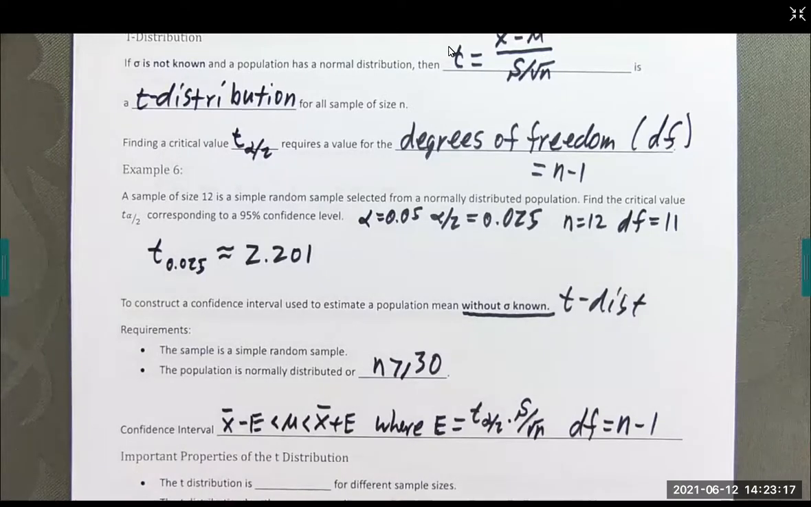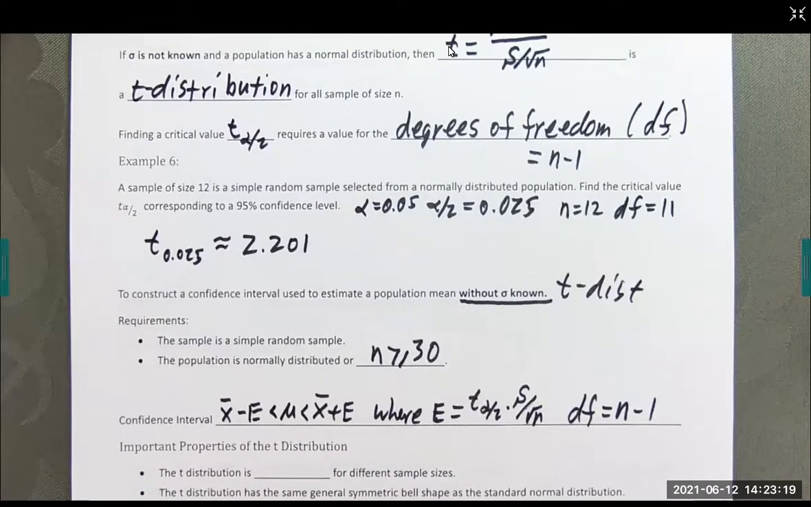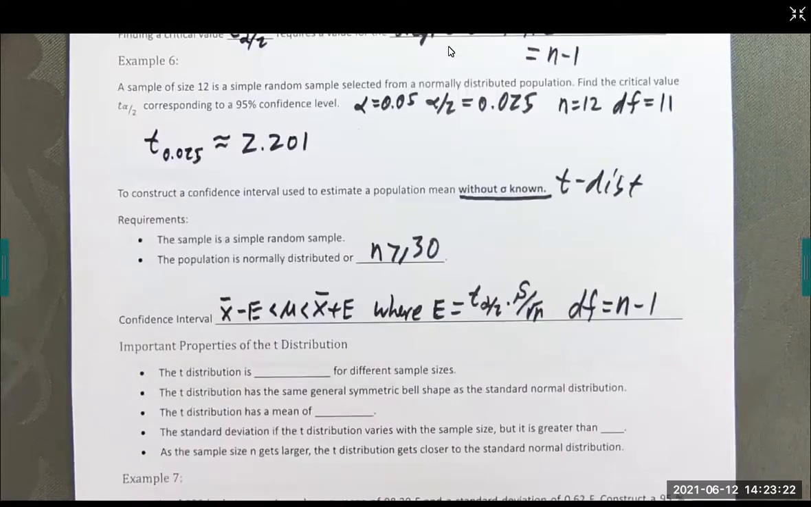All right, important properties of the t distribution. The t distribution is different.